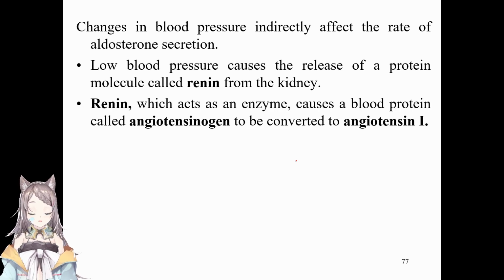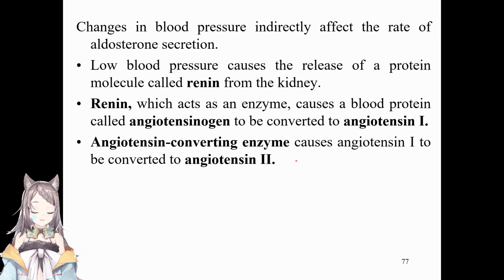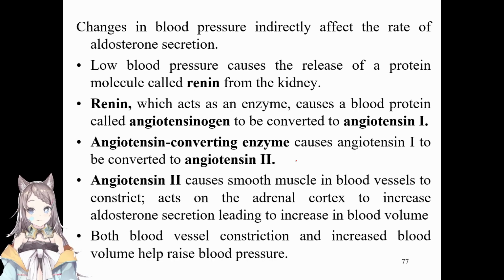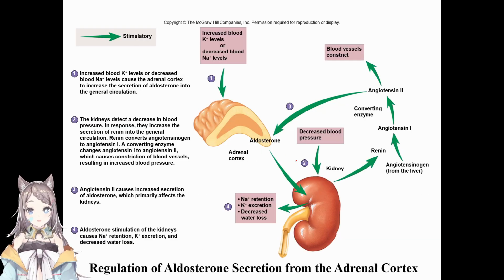Renin, which acts as an enzyme, causes blood protein called angiotensin to be converted to angiotensin 1. Angiotensin converting enzyme causes angiotensin 1 to be converted to angiotensin 2. Angiotensin 2 causes smooth muscle in the blood vessels to constrict, act on the adrenal cortex to increase aldosterone secretion, leading to increase in blood volume. Blood vessel constriction and increased blood volume help raise blood pressure.